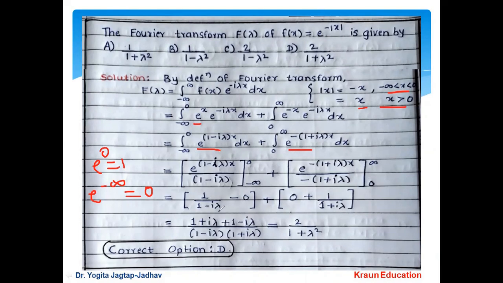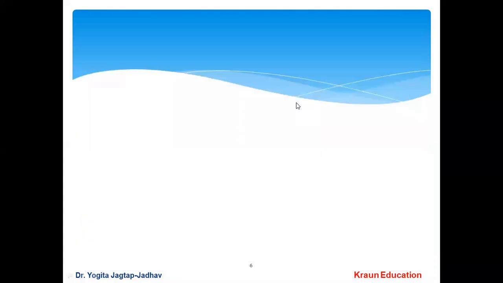Therefore, when we sum up these 2 terms, after taking the LCM, here you can see we have 1 plus I lambda plus 1 minus I lambda upon 1 minus I lambda into 1 plus I lambda. Now in the denominator, 1 minus I lambda into 1 plus I lambda becomes 1 square minus I lambda its square, right? And you know I square equals how much? I square always equals minus 1. Therefore, minus of minus 1 becomes plus, and therefore the denominator is 1 plus lambda square. Therefore, option D is the correct option from the given options.